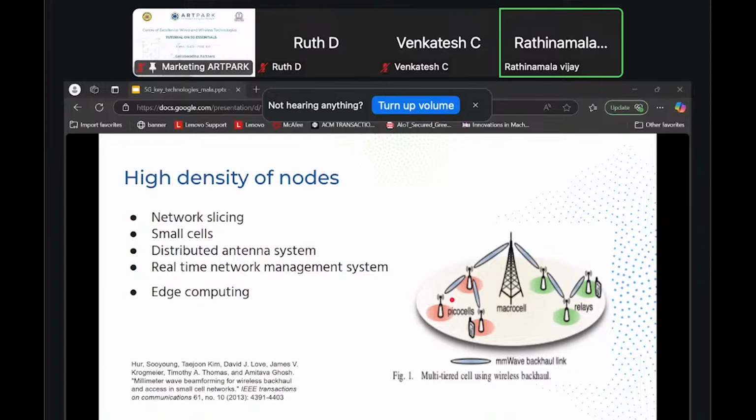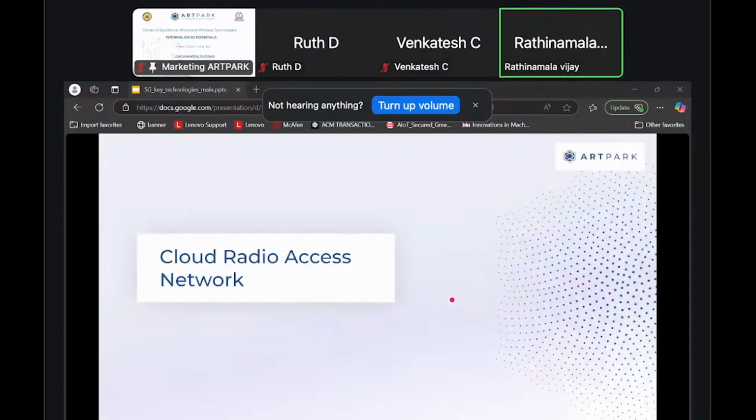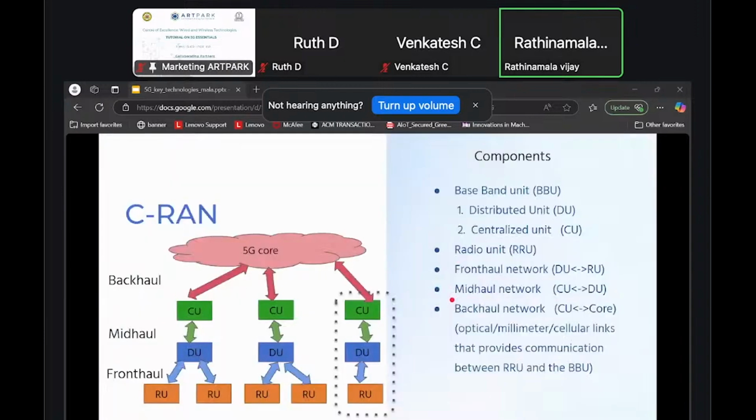Apart from that, we are setting up a distributed antenna system across the cell, for example, at every pole in the stadium, you can have a radio unit which can provide a certain range of users. Towards that, we have this technology called cloud radio access networks. So let's see what we mean by cloud radio access networks.